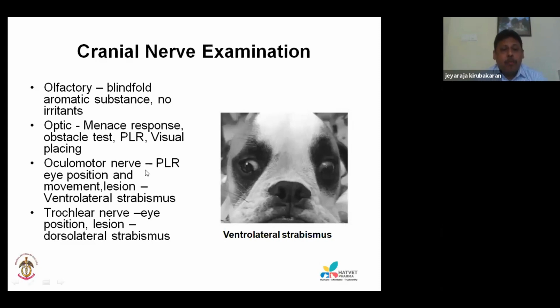Then comes your oculomotor, where the PLR will help to test the oculomotor. Your eye position is important. Your eye movement. Any nystagmus is there, that's more important. Then you have something called ventrolateral strabismus. It's depicted here in case of an oculomotor nerve. In case of a trochlear nerve, of course, trochlear is also important to the eye position. If there is a lesion, you have a dorsolateral strabismus opposite to it. Goes dorsal and outside.